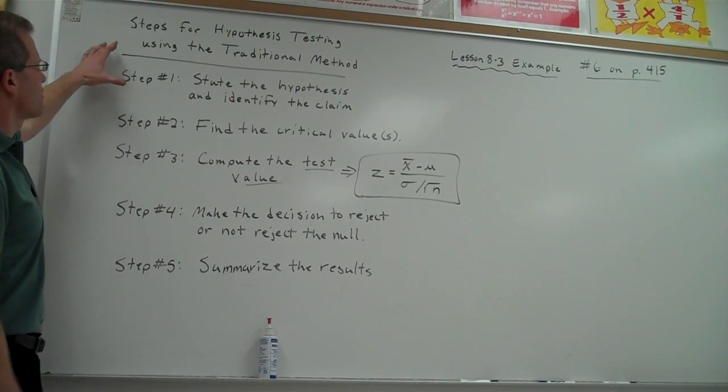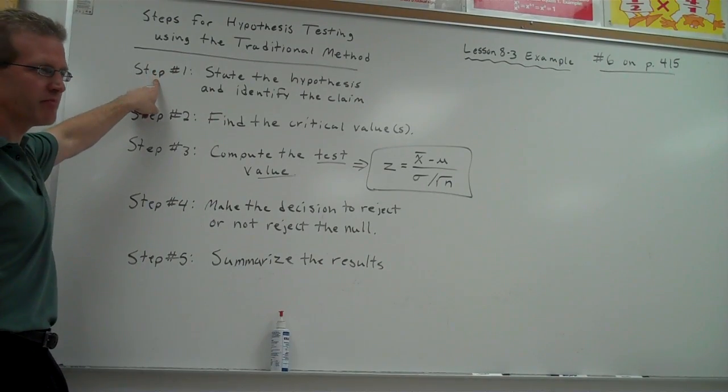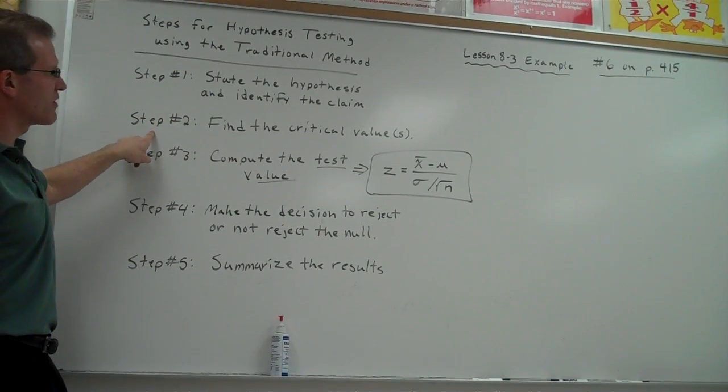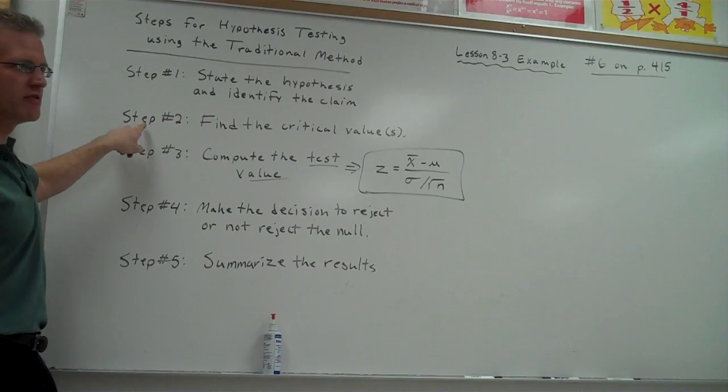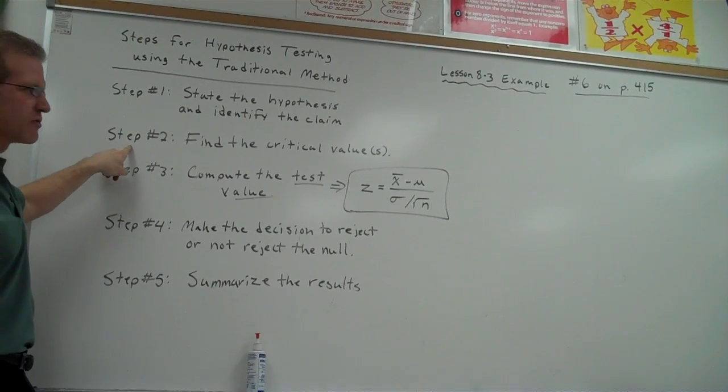All right, here's the steps for hypothesis testing using the traditional method. Step number 1, you state the hypothesis, identify the claim. Step 2, you find the critical values. Those are going to be either z-values, t-values, or chi-squared values. For lesson 8.3, we'll be using z-scores.